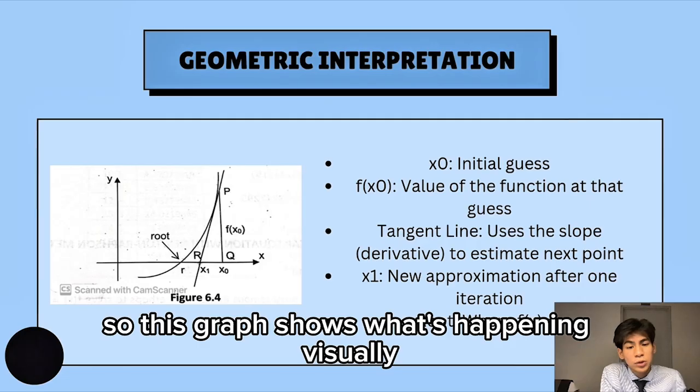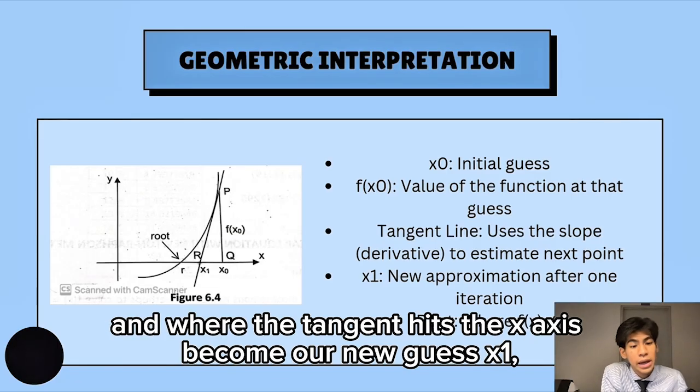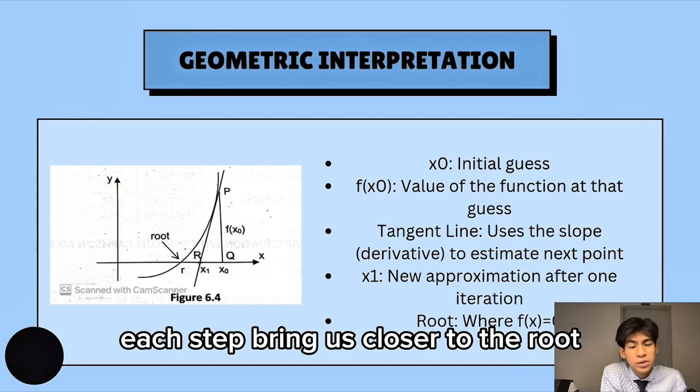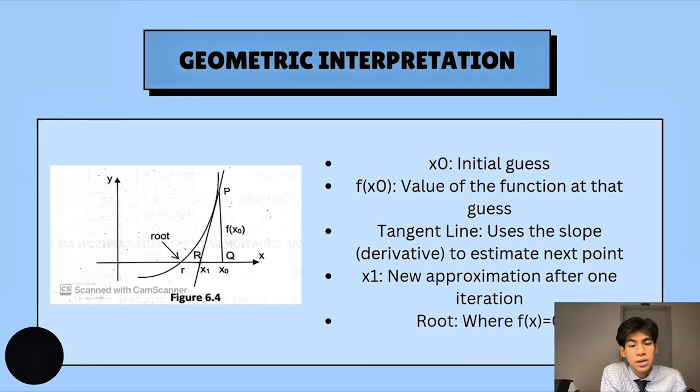So this graph shows what's happening visually. We start at the initial x0 and draw a tangent to the curve at that point, and where the tangent hits the x-axis becomes our new guess x1. Each step brings us closer to the root, which is where the curve touches the x-axis.